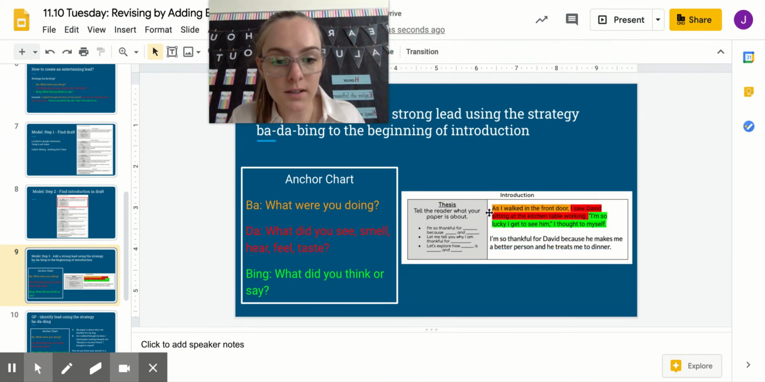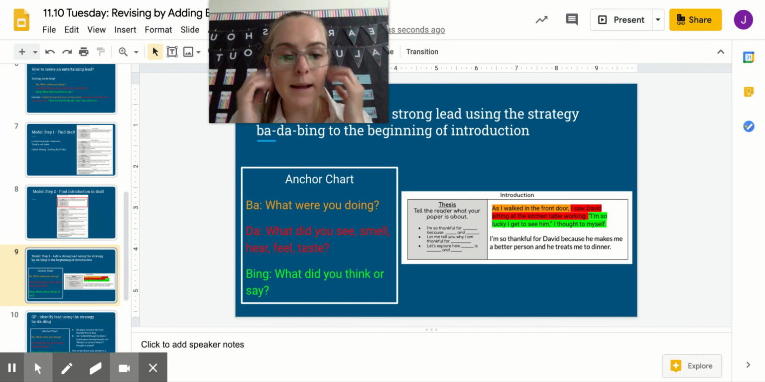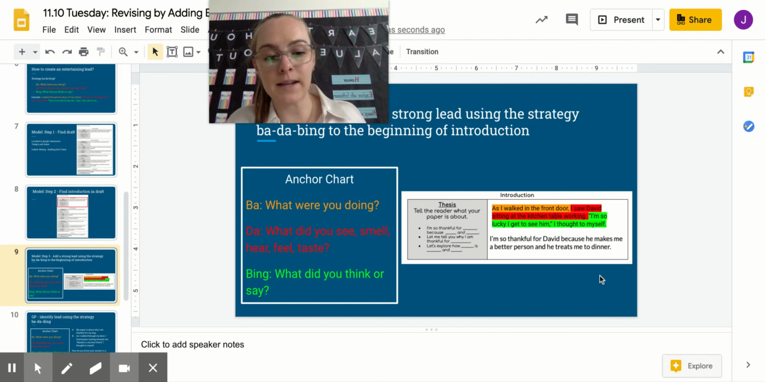Friends, look, I have each part of the strategy, the ba da bing. The ba is what were you doing? I was walking in the door. So as I walked in the door, and then the da is what did I see? I saw David sitting at the kitchen table working. And then the ding, what did I think? I'm so lucky I get to see him, I thought to myself. This is hooking my reader. This is a very strong lead that welcomes into my thesis, and it's a great way to hook you into my thankful unit.